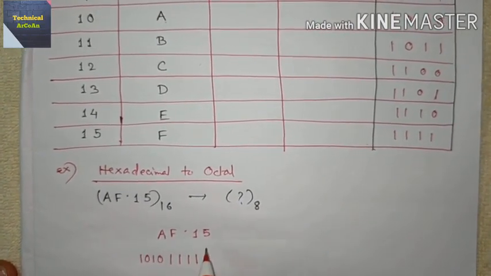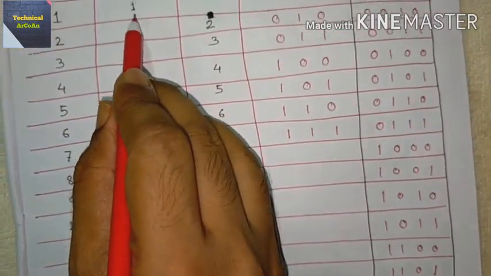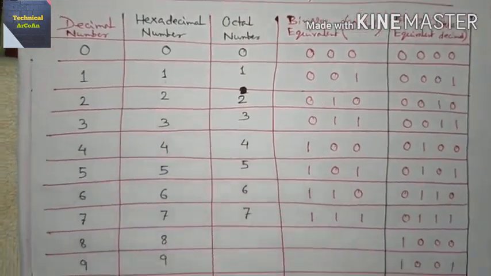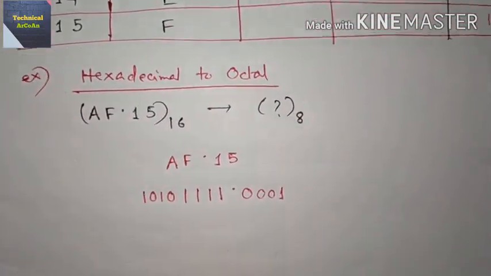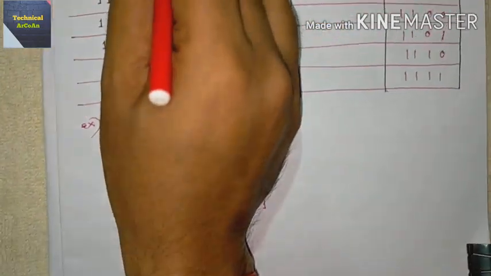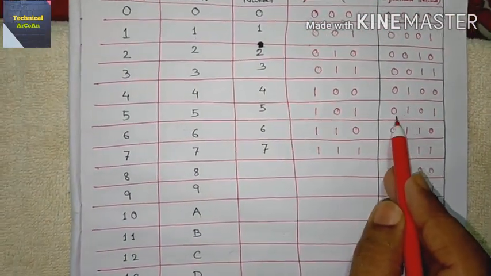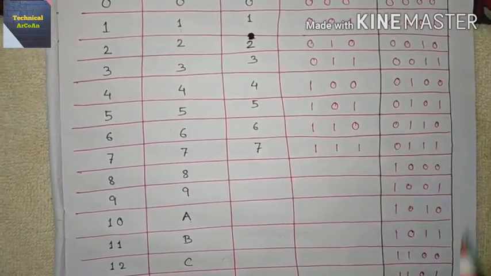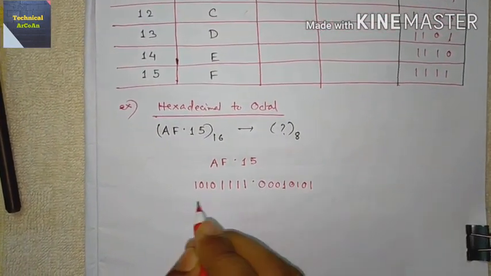In the same manner, the fraction part is done in the same way. So what is the binary equivalent for the hexadecimal number 1? 0001. So we write 0001. Next the 5. What is the binary equivalent of 5? The binary equivalent of 5 will be 0101. So we write here 0101. Okay, so we have completed the writing.